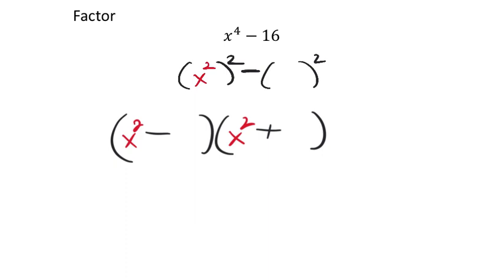It doesn't matter if you put the plus sign in the first binomial. And then 16 would have been a 4 squared. So I've got 4 here and here. Now, this looks pretty good. And we can feel good about what we just did. But it can be factored even more.